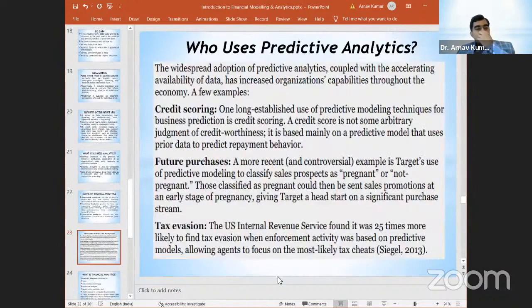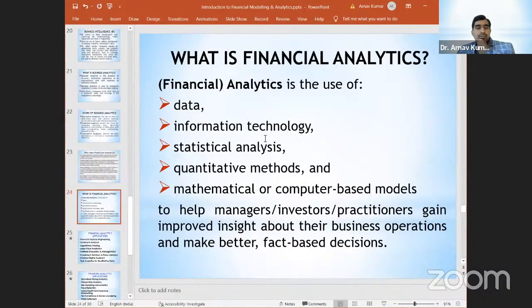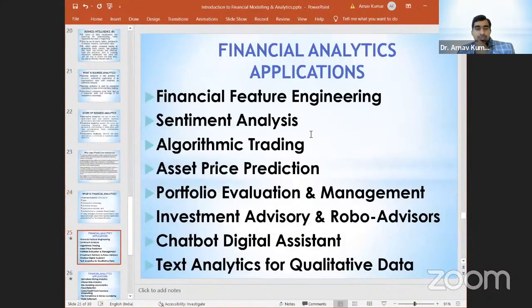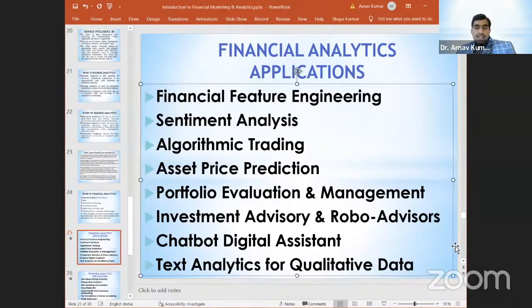But in financial analytics, again, we use data through information technology and techniques to make business decisions. Some of the applications I have already talked about: sentiment analysis, algorithmic trading, asset price prediction, portfolio evaluation, investment advisory, robo advisors, and chatbots, the digital assistants that you see on websites. Then text analytics for qualitative data, for example, the annual reports of companies. We can do some text analytics on that.